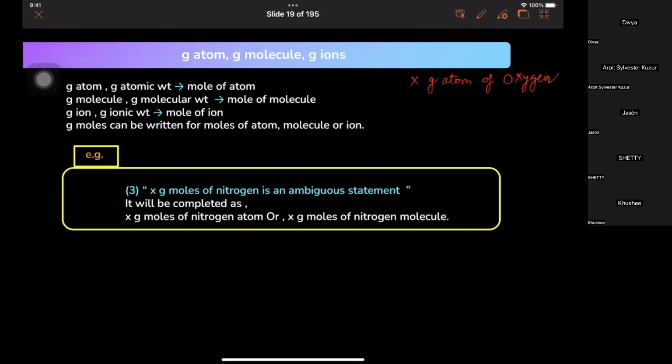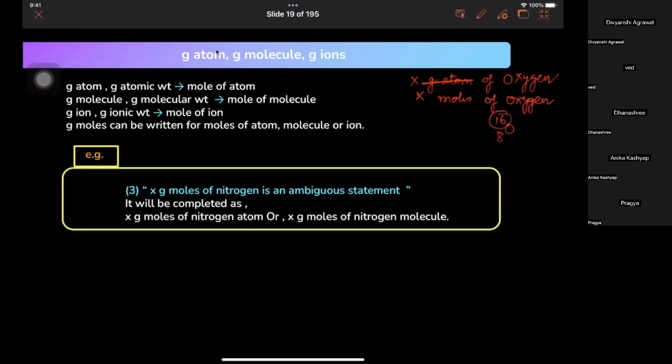What's the answer? Use proper units and then answer. 16 gram. Okay, let's check. X gram atom. So what is the procedure? I said, cut it, write moles. Gram atom is moles. So you have X moles of oxygen. Now, since it is gram atom, it has to be gram oxygen what? Atom only.